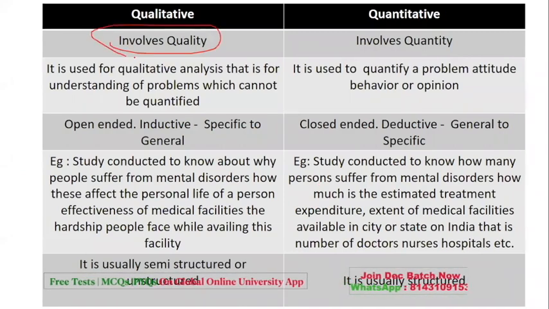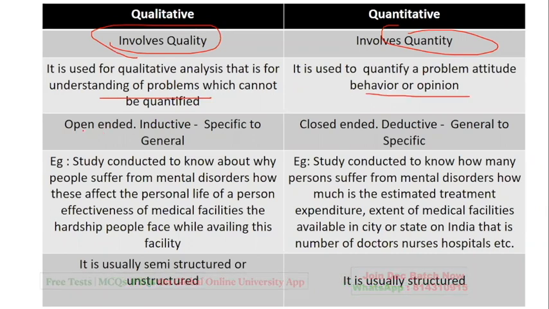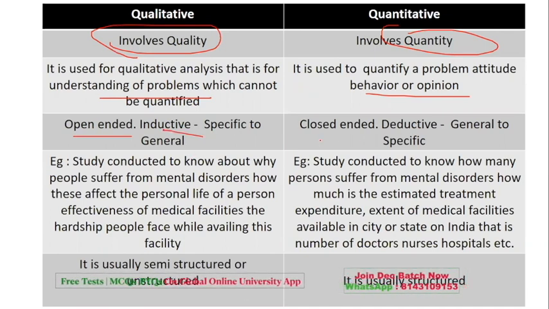Qualitative involves quality, whereas quantitative involves quantity. It is used for analysis, that is, understanding the problem. It is used to quantify the problem, attitude or a behavior. As I said, we have already studied this is open-ended and this is closed-ended. That is in the form of inductive, specific to general. Close-ended means deductive, that is, general to specific.